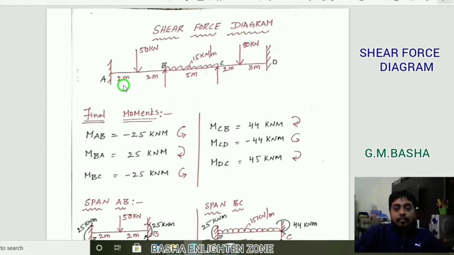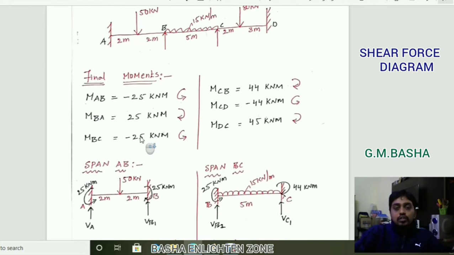Friends, see here, this is a continuous beam with spans A, B, C, D. These are the obtained final moments. There will be many approaches for this, so I am showing one simple model in this video. I am dividing this continuous span into the AB span, BC span, and CD span. I am dividing them individually, applying the particular moments, and calculating the shear forces.